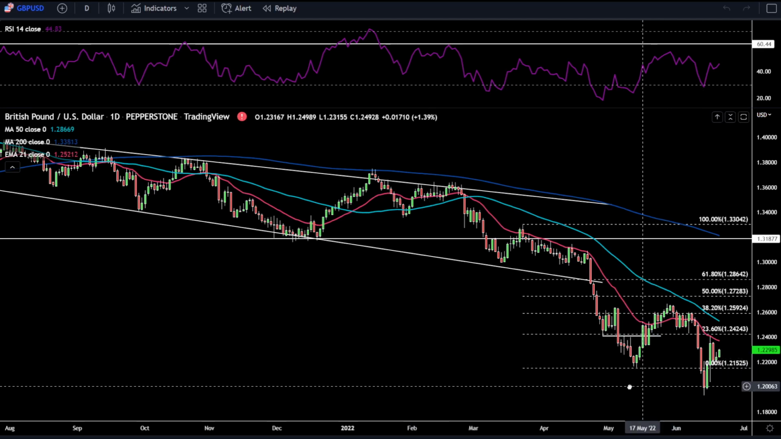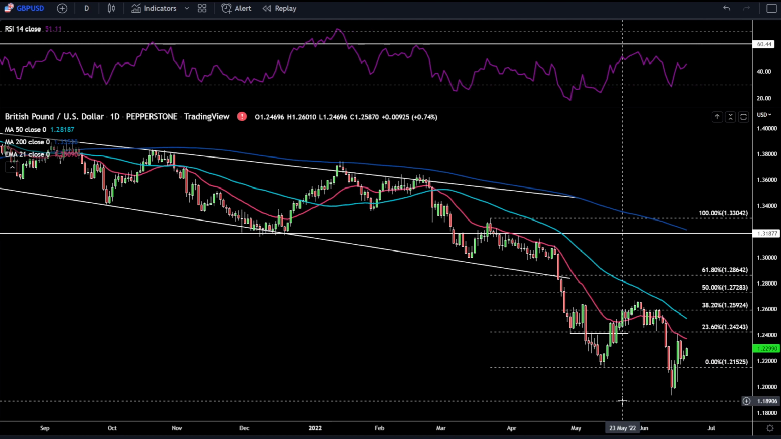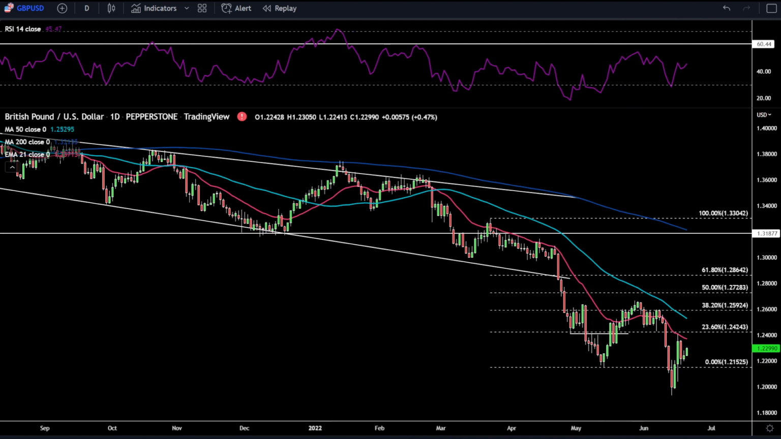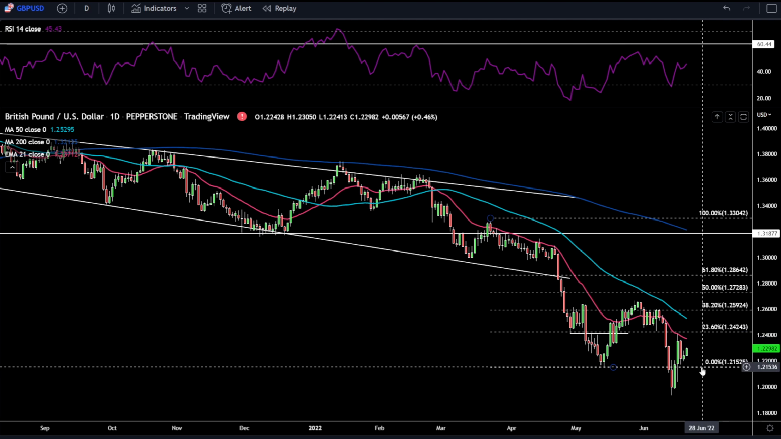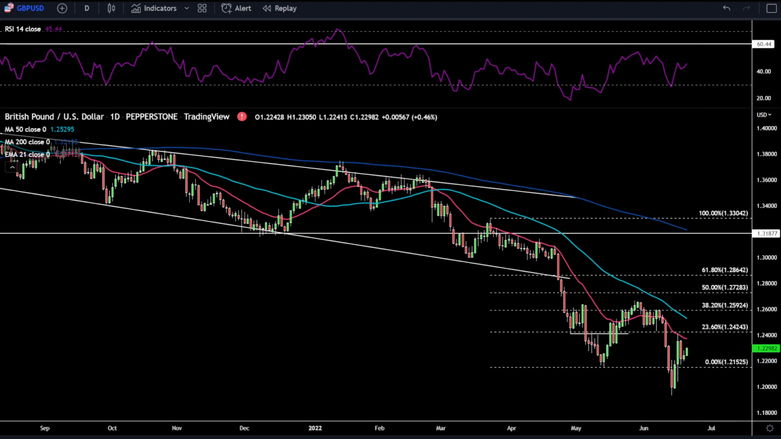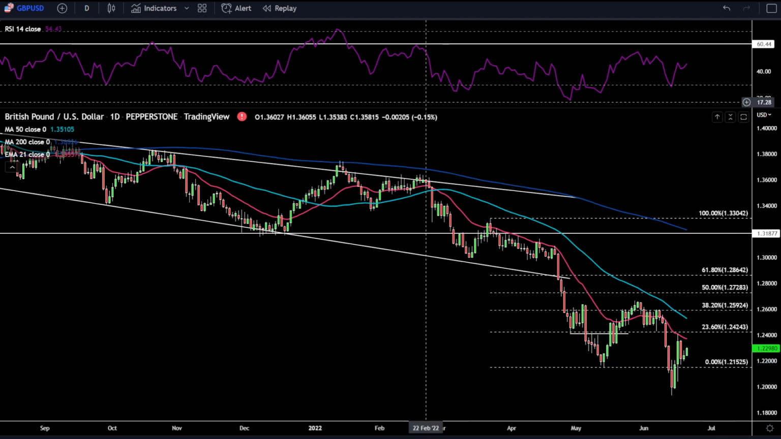Let's move on to cable. It's a big week for the pound, obviously with that inflation data out tomorrow. Pound's making some moves back into that 123 level. We've got 124, the 23.6 Fibonacci level just above there, and the 21-day exponential moving average. On the downside, this 122 support here needs to be watched if price was to sell off.